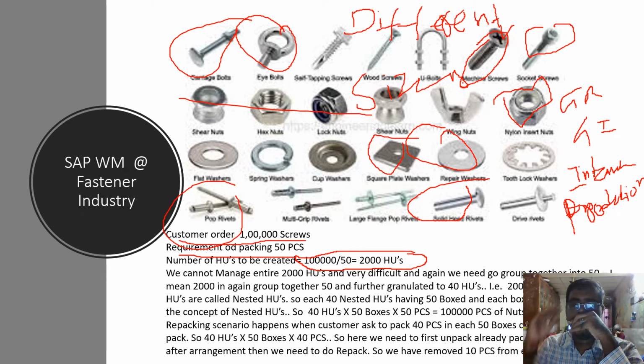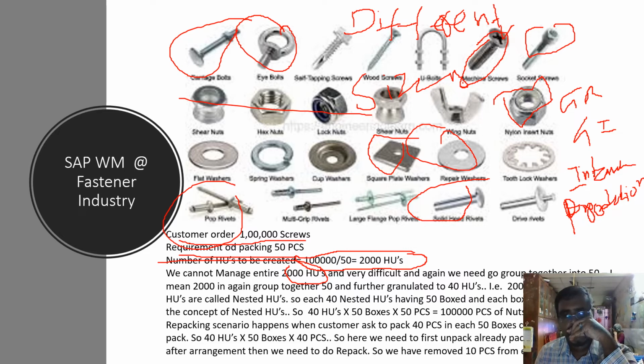Okay, these are 40 nested handling units, each having 50 boxes, and each box having 50 pieces, right? So this is the concept of nested handling unit in a warehouse. Nested handling units normally will be used in the logistics industry, fastener industries like that. Now these 40 nested HUs are put away into the warehouse bins, and any location is assigned to the HU suggested by the system. Because the handling of nested handling units is very difficult.